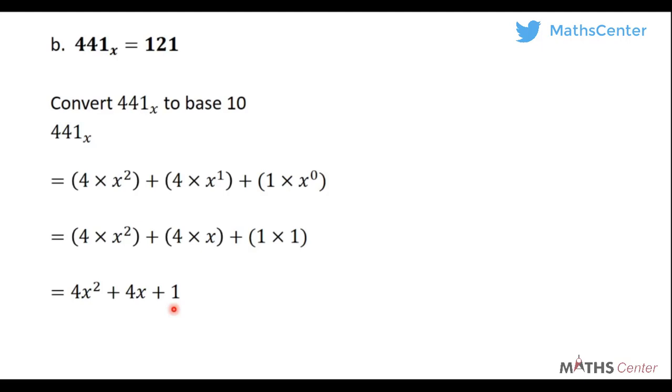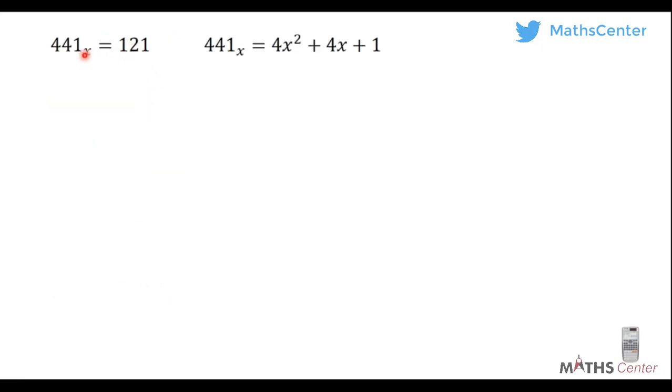If you watch the video on indices, you will understand that 4x squared and 4x are not like terms, so we can't add them. So you leave this one like that: 4x squared plus 4x plus 1. So we have now converted this whole thing here to base 10, and we have 4x squared plus 4x plus 1. This is already in base 10, so it means that we can equate this and 121.